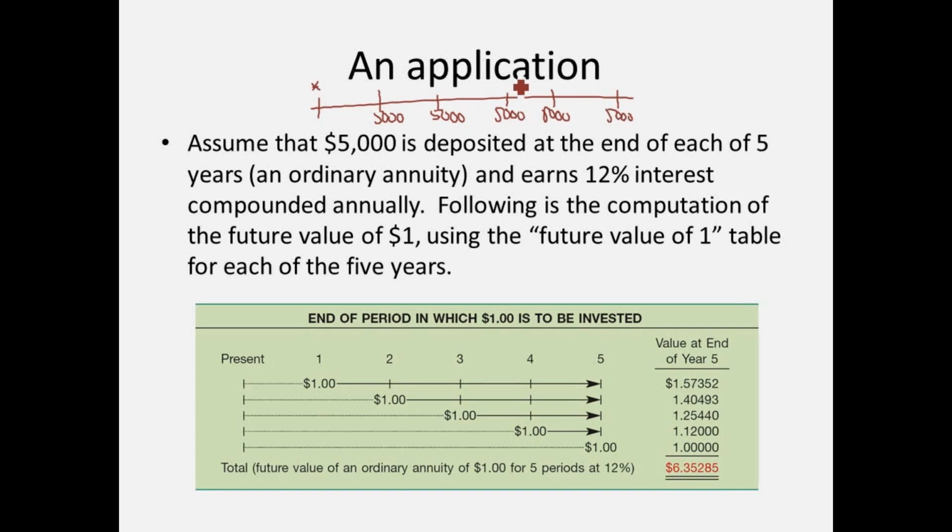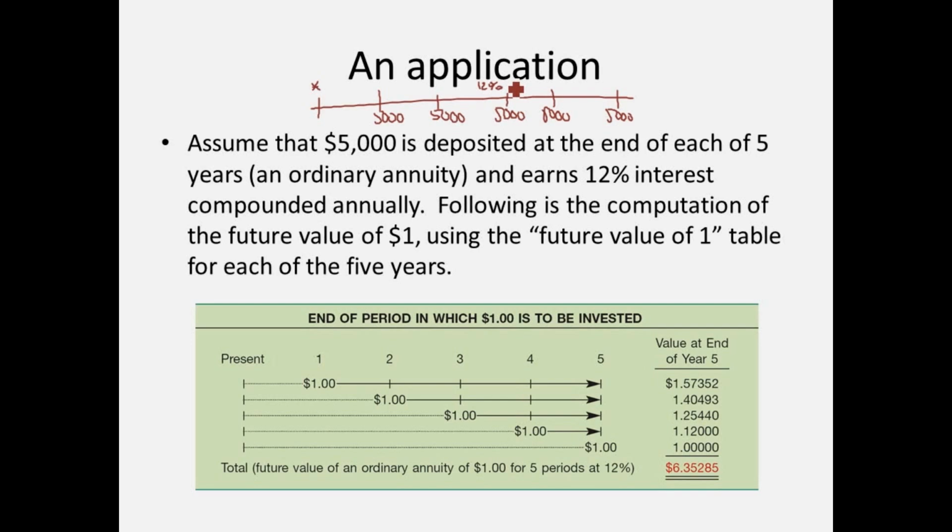Into an account. It earns 12% interest compounded annually. Don't do anything. What is that $5,000 each year going to be worth at the end of five periods? Don't give me an answer. Is it going to be worth more or less than $25,000?